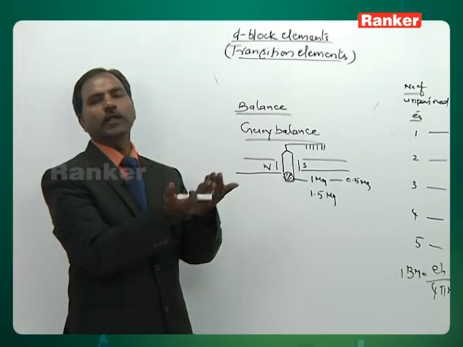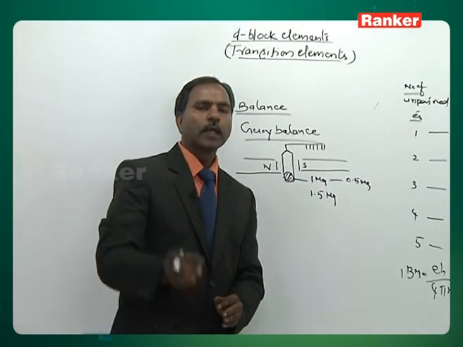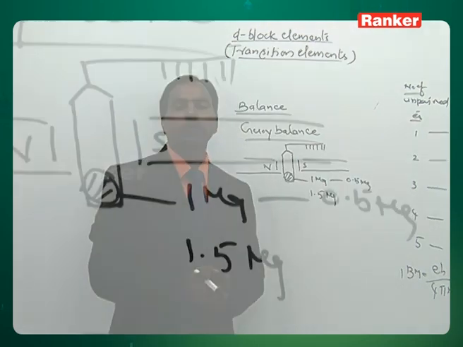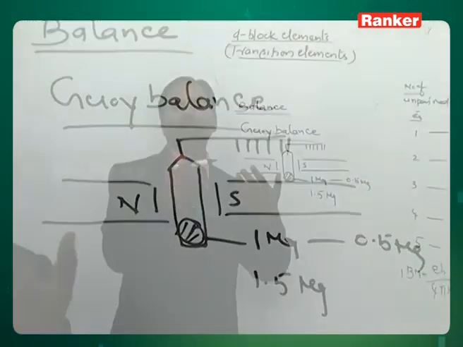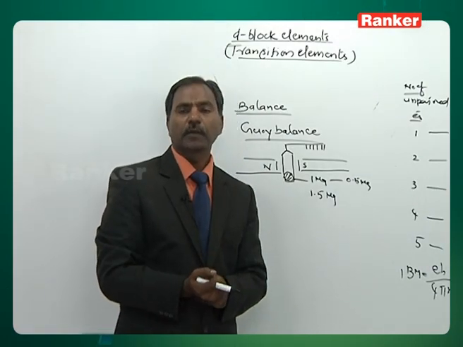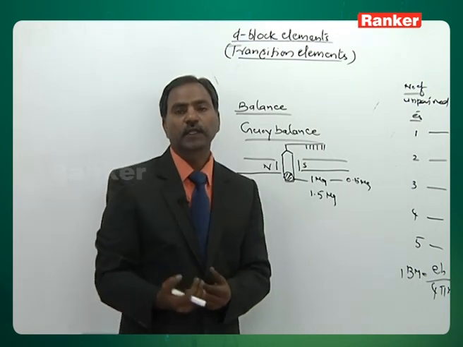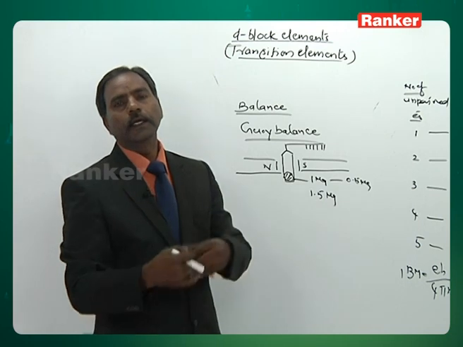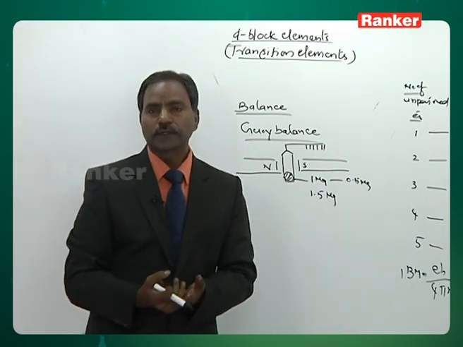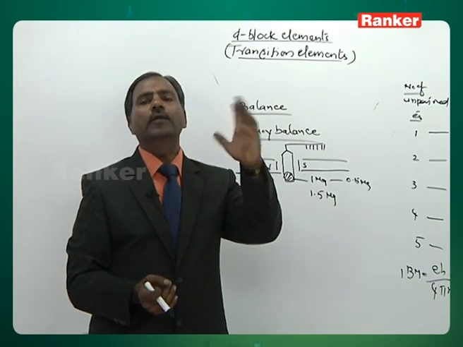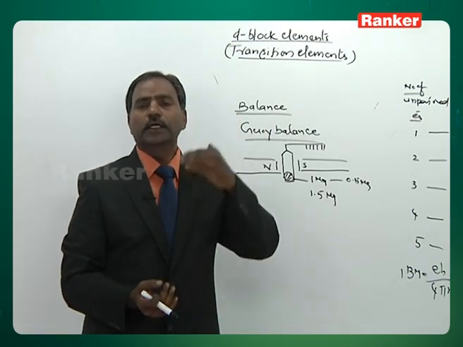So a ferromagnetic substance exhibits greater paramagnetic moment than expected. Antiferro exhibits lesser paramagnetic moment than expected. A ferrimagnetic substance exhibits slight paramagnetic moment. Like this, ferromagnetic, antiferromagnetic and ferrimagnetic substances, different types of magnetic substances are there.